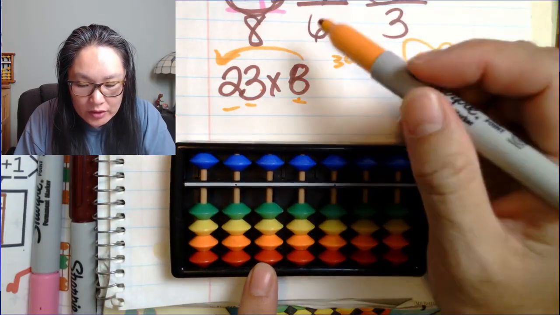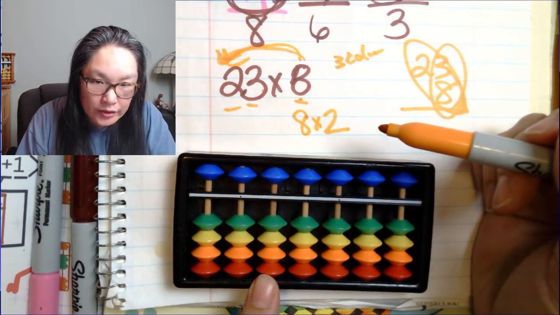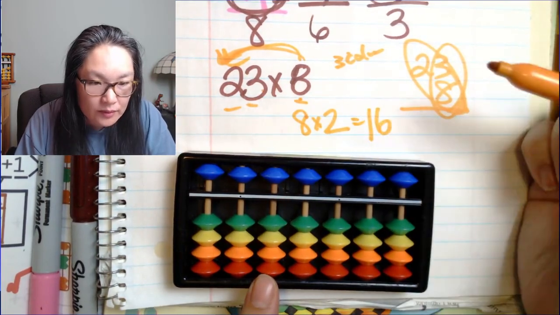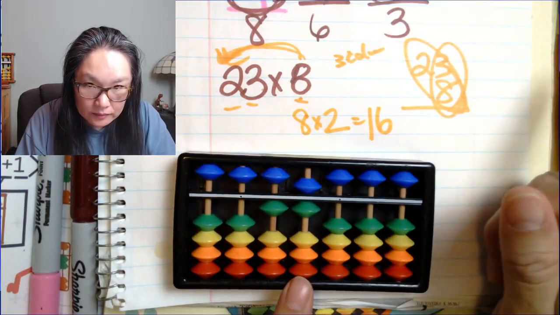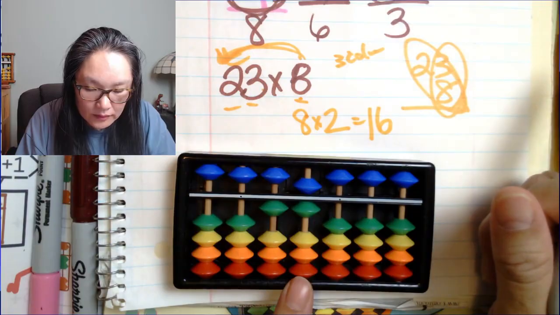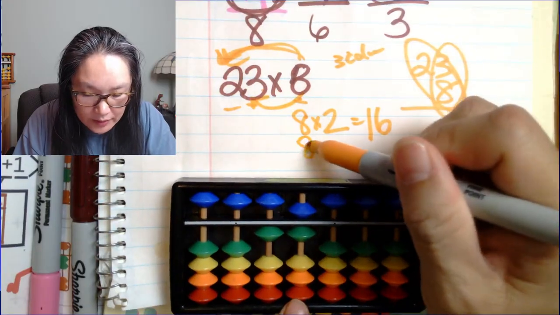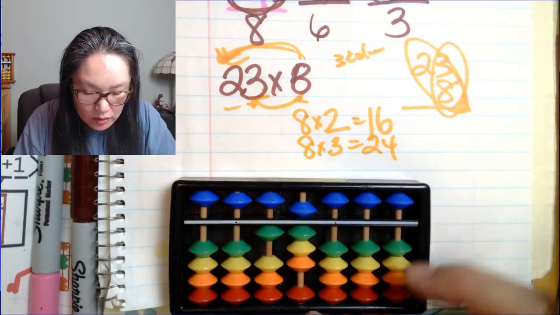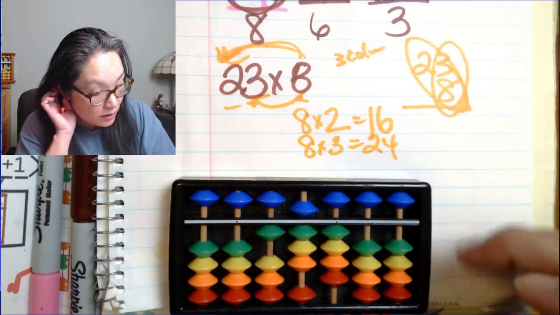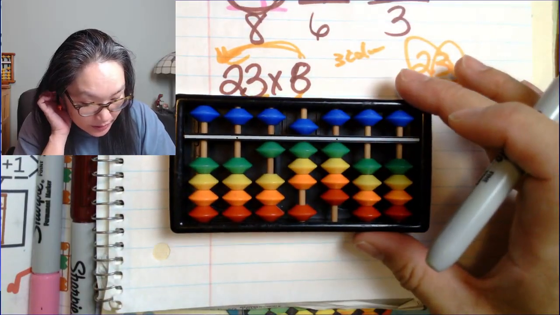Now the first thing we do is 8 times 2. What is 8 times 2? 8 times 2 is 16. I add 1 and then I add my 6. Now, 8 times 3. 8 times 3 is equal to 24. I add 2 and then I add 4, and that's it. If you can tell me how to read this, tell me what the answer is.